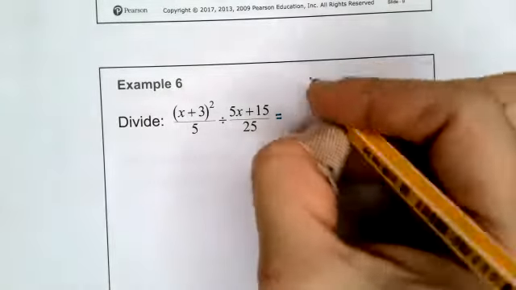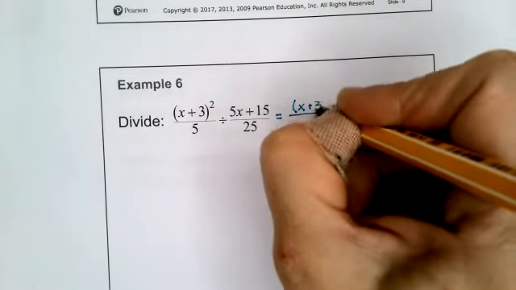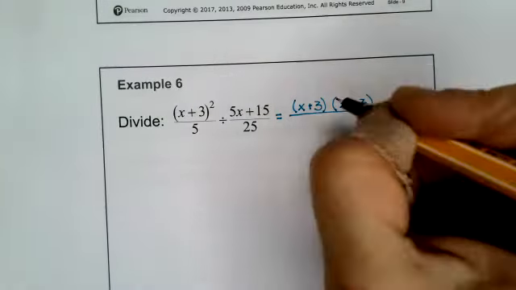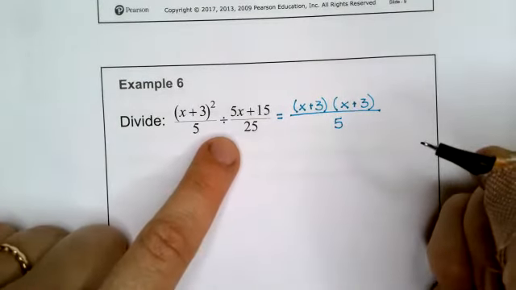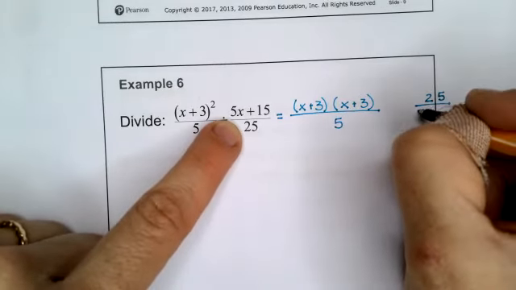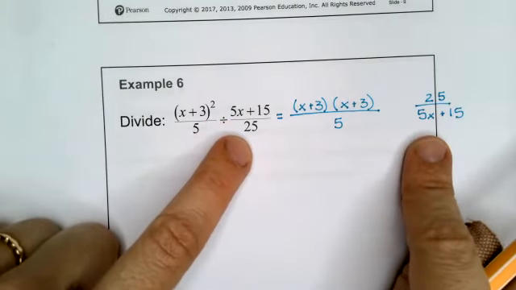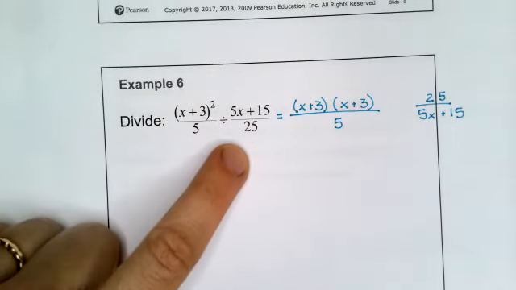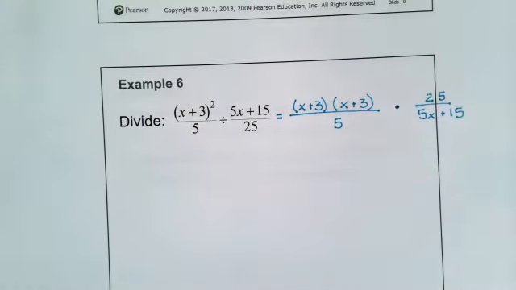Keep this, but I'm going to write it out more elaborately so I can see what I have. (x plus 3) squared is the same as x plus 3 times itself, right? Or (x plus 3) times (x plus 3) over 5. So that we kept. It is the same. Flip this. So now 25 is on top, 5x plus 15 is on the bottom. Or the reciprocal, right? If we're dividing by this, we're multiplying by the reciprocal. Keep, flip, change. So instead of division, it is now multiplication.